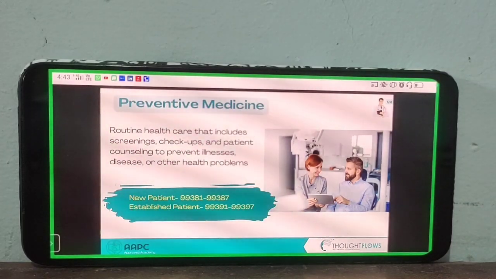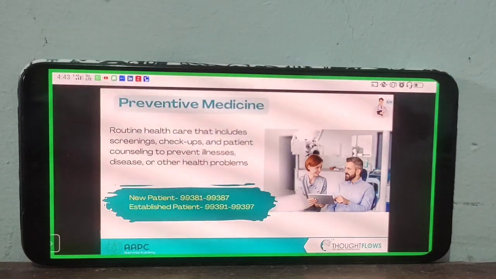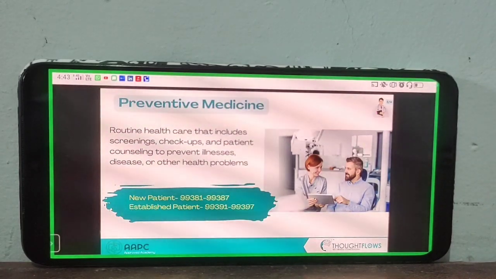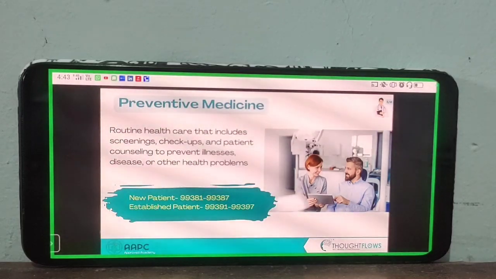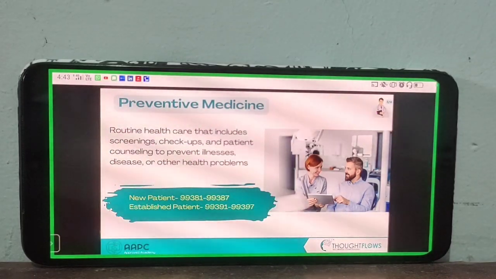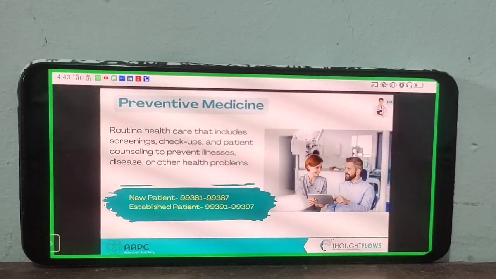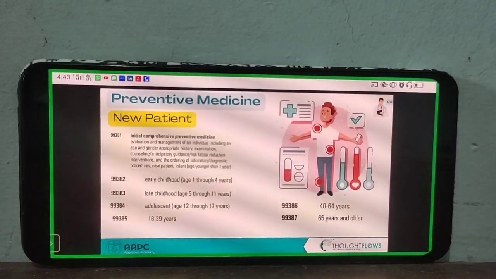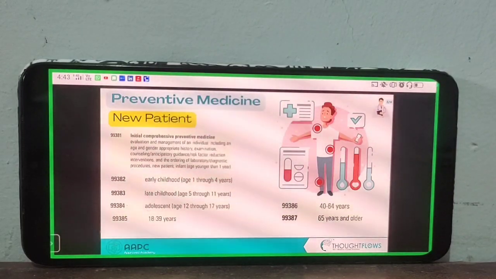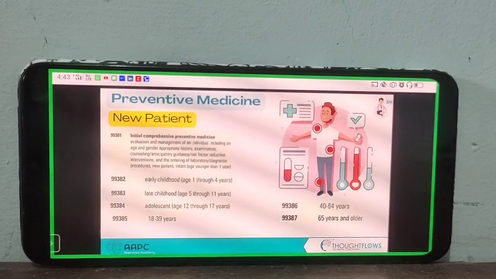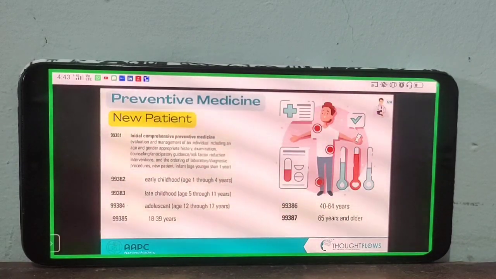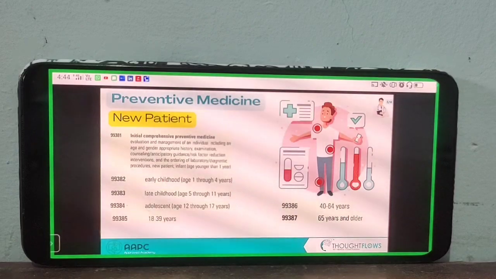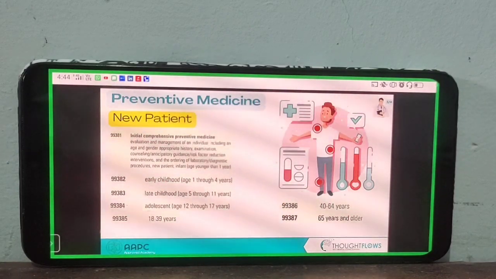Here we have two classifications: new patient and established patient. 99381 to 99387 for new patients, and 99391 to 99397 for established patients. For a new patient, ages younger than 1 year, 381; 1 to 4 years, 382; 5 to 11 years, 383; 12 to 17 years, 384; 18 to 39 years, 385; 40 to 64 years, 386; and 65 years and older, 387.